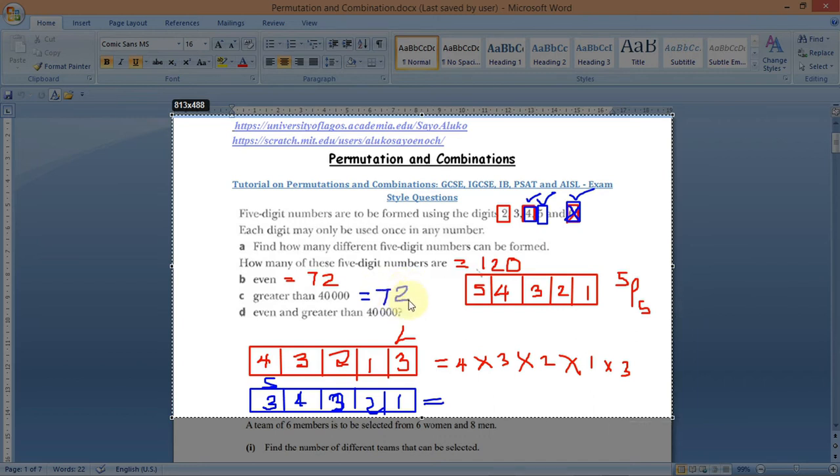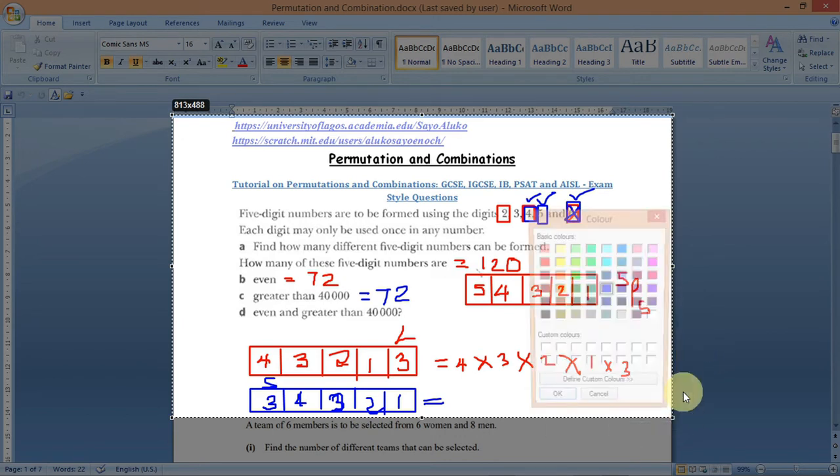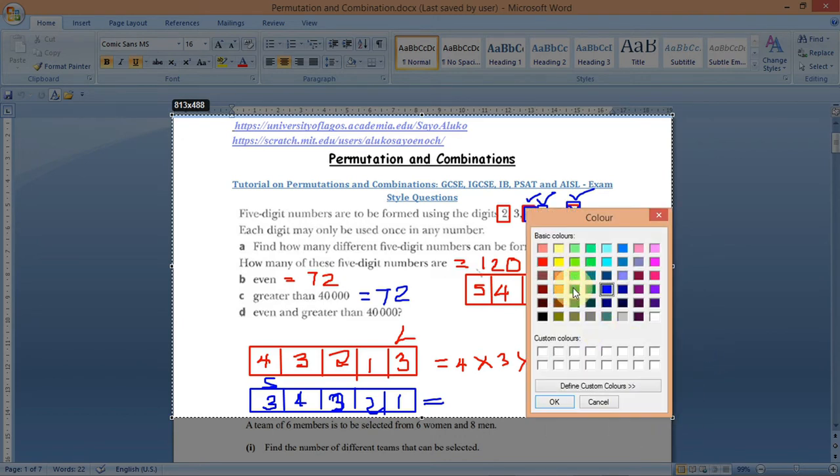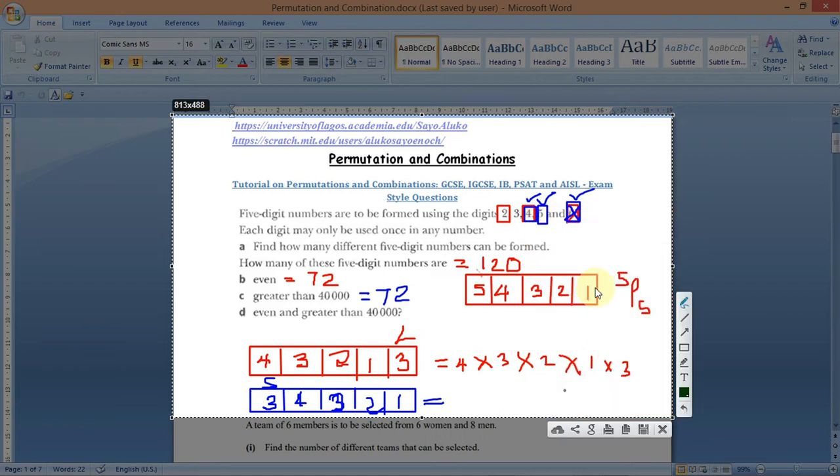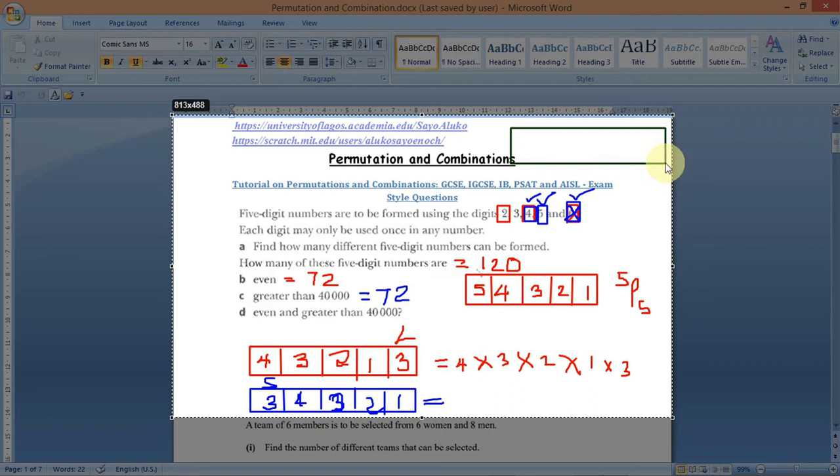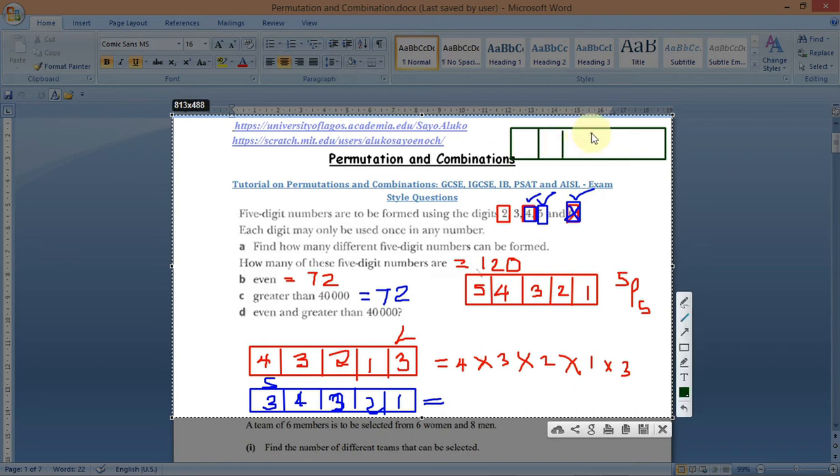Then finally, even and greater than 40,000. Let me use deep green. I'm going to solve it up here. I need a 5-digit number also, so let me divide this into 5: 1, 2, 3, 4 and 5. Okay, so let's get started now. Even and greater than 40,000.